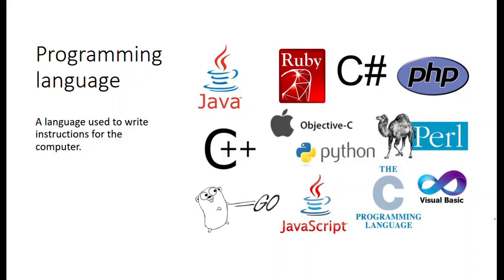All right, so let's start our talk about programming by first defining what a programming language actually is. A programming language simply is a language used to write instructions that the computer can understand and therefore execute. Okay, and we have so many programming languages that we can use to write these instructions. In the same way, we have so many languages in real life that we can use to communicate, right?